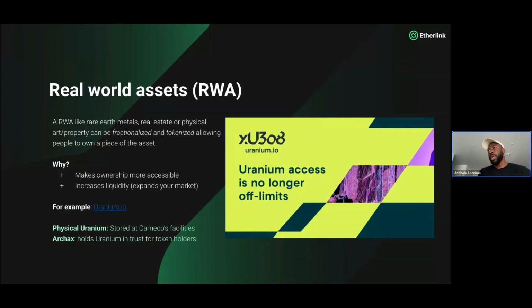Also, another reason why you may want to tokenize a real-world asset is to increase liquidity. So for example, uranium is a good example. You have an asset class that you want a lot of people to be able to trade, buy, and sell. You would use something like tokenizing that real-world asset to be able to get that.